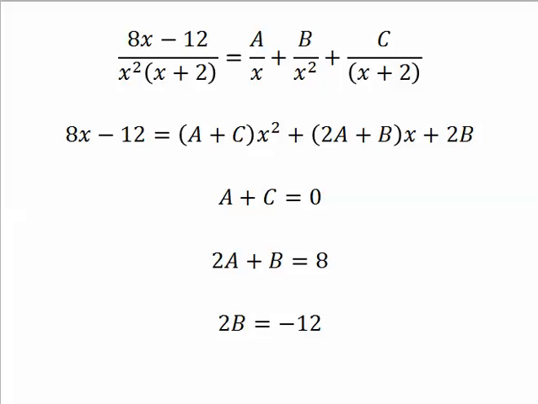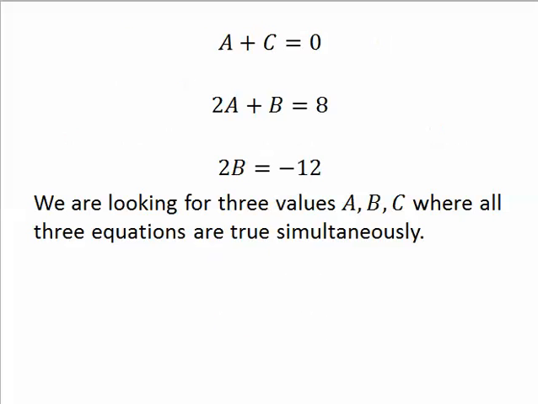And that gives us three equations. Three equations and three unknowns. We are looking for three values, a, b, c, where all three equations are true simultaneously. The three values have to make every single one of those equations true.